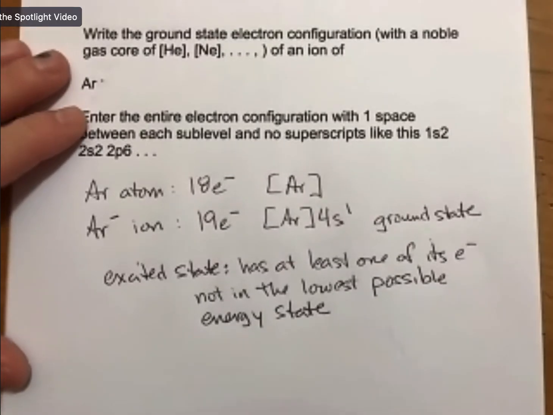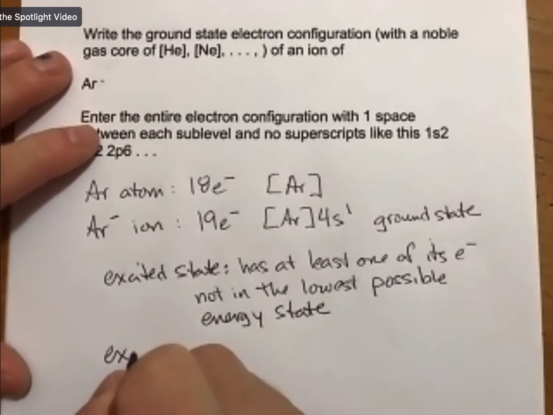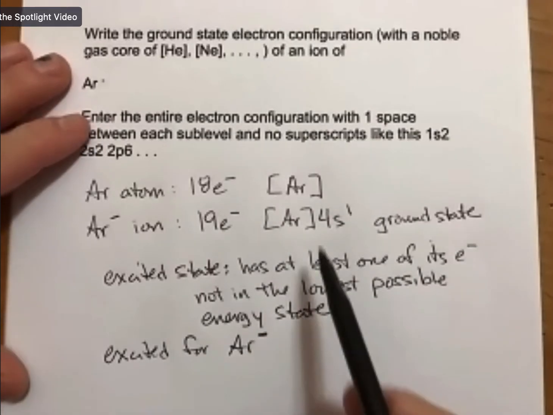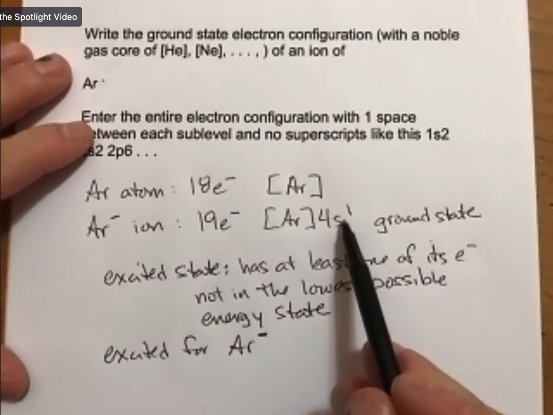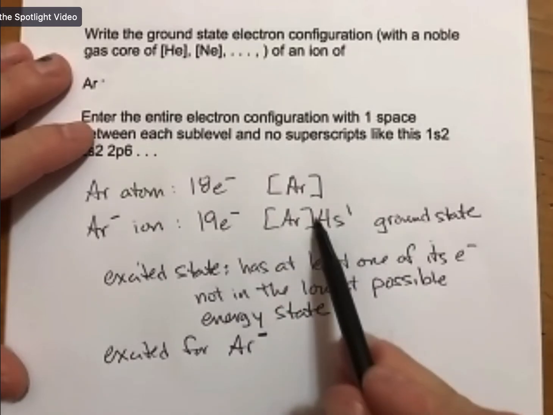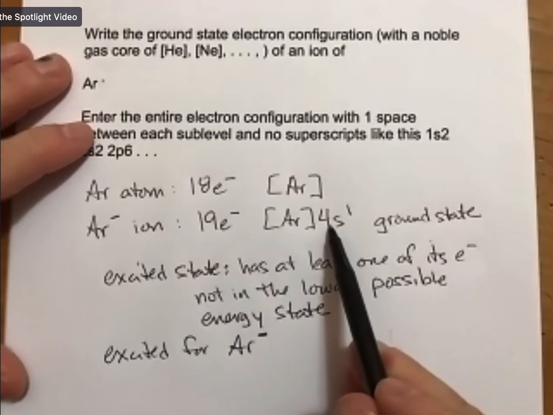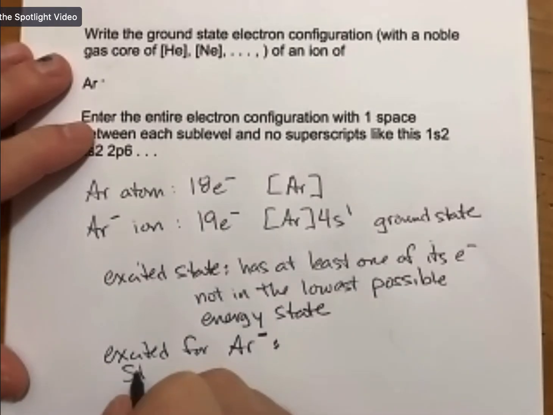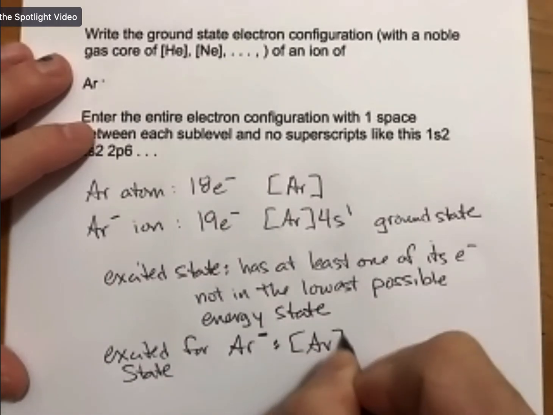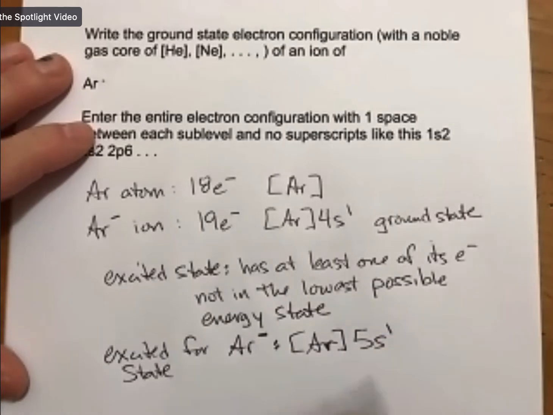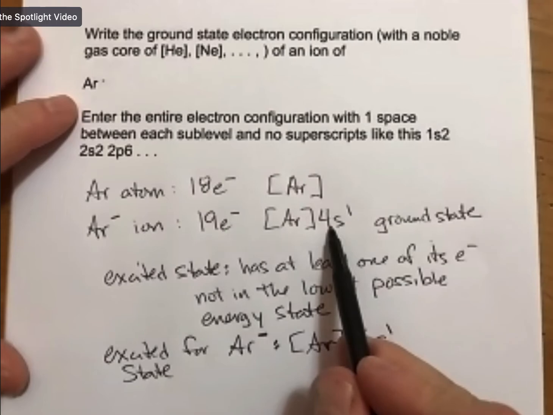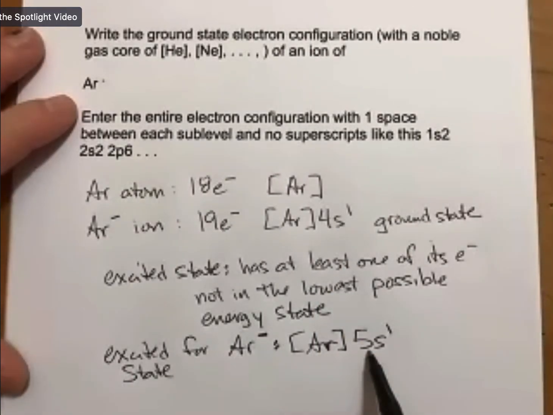So if I were to write an excited state for argon minus, it wouldn't be argon 4s1. It could be any of the electrons, but I'm going to pick on the 4s1 electron here, and I could write argon 5s1. And that just means that instead of being this last electron in its lowest energy state available to it, it's in a higher energy state.